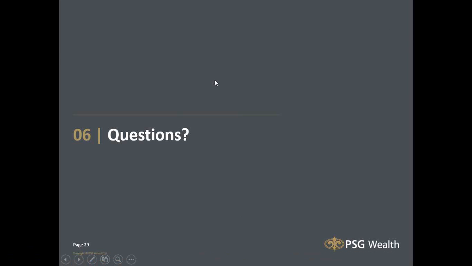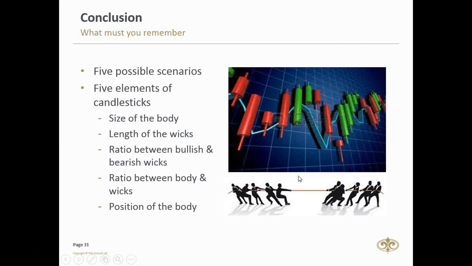Okay. In conclusion, those 5 possible scenarios. Remember that bull and the bear? As I highlighted again, the tug of war, those 5 scenarios, who's winning it, and goes one step further, we get more detail, the 5 elements of that candlestick. Okay, the size of the body, the length of the wicks, the ratio between the bullish and bearish wicks, the 4th scenario, the ratio between the body and the wicks, and lastly, the position of the body.